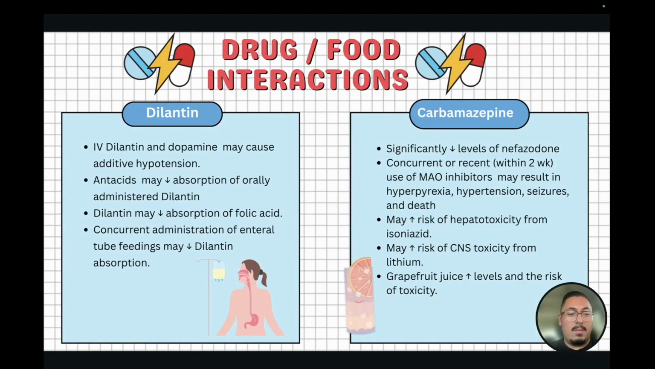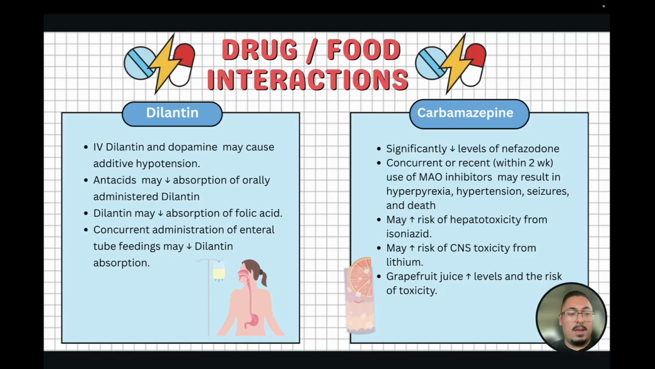For Dilantin, IV used with dopamine can cause low blood pressure. Antacids can reduce how well oral Dilantin is absorbed, and they may also lower folic acid levels. Even tube feeds can interfere with absorption.